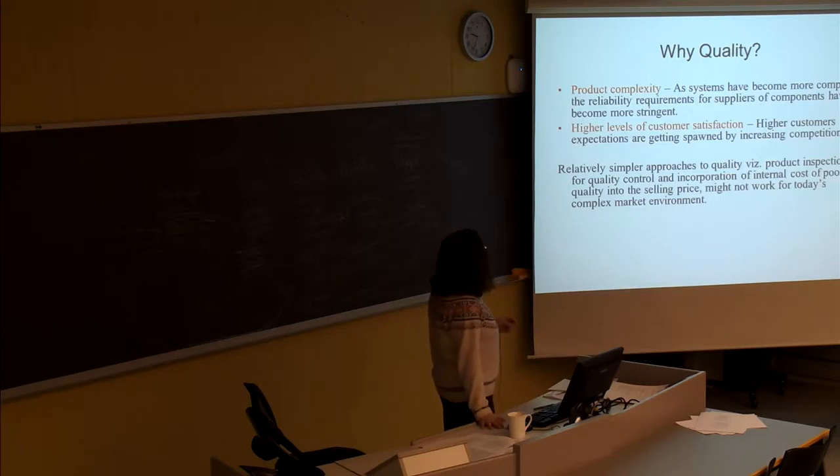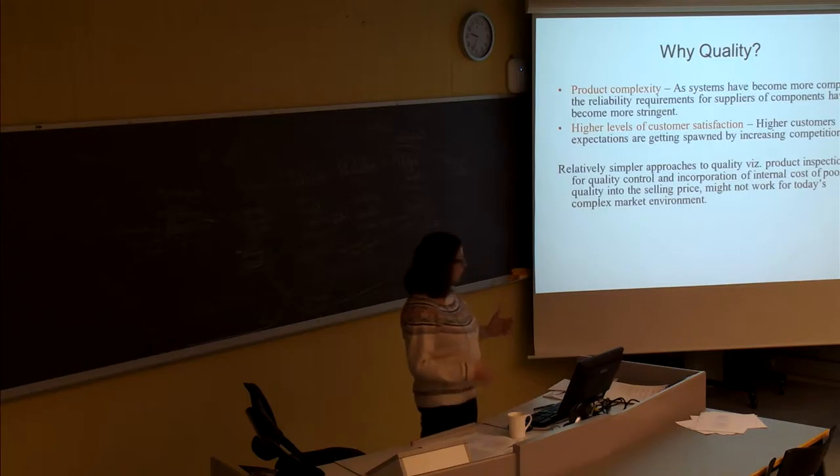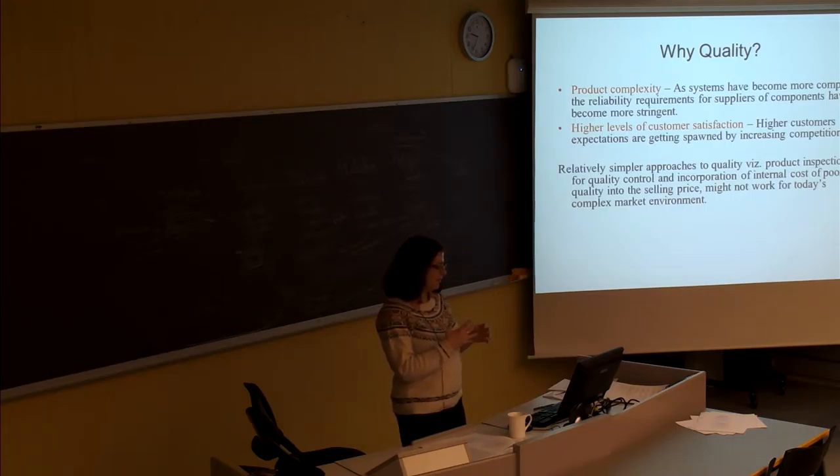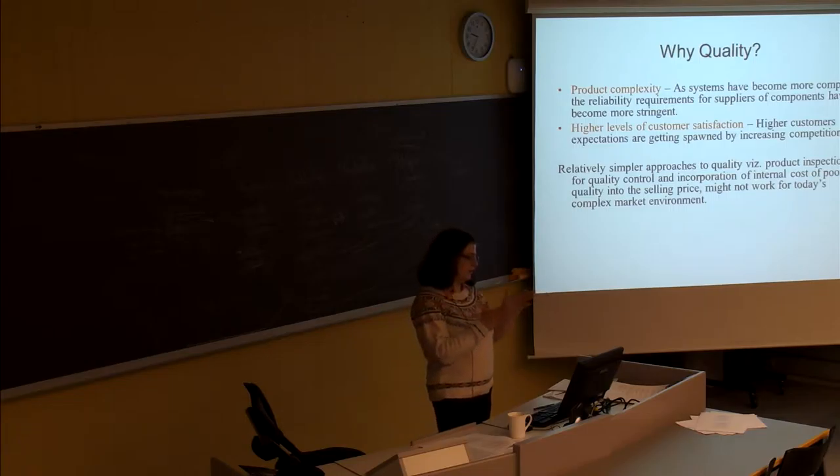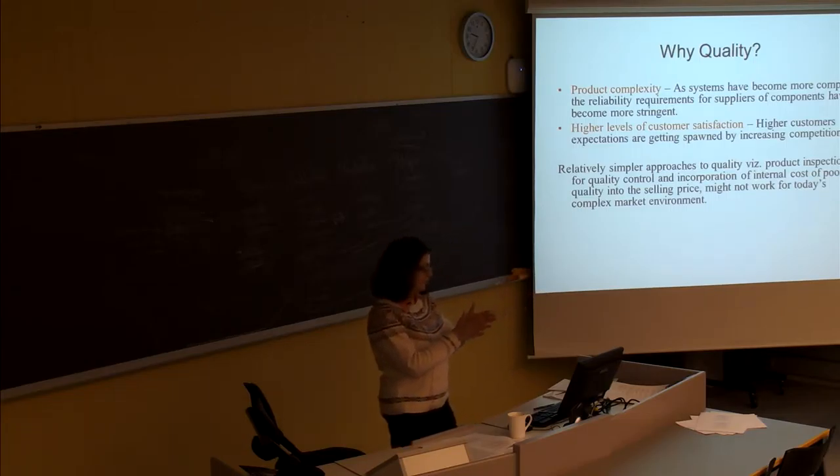Products become more complex. There are more components, and there are more things that can go wrong. If you look at reliability systems, if you have things in series, you get lower overall reliability. But if you have things in parallel, if one thing breaks down you have something else to take over. So you have a higher reliability system.